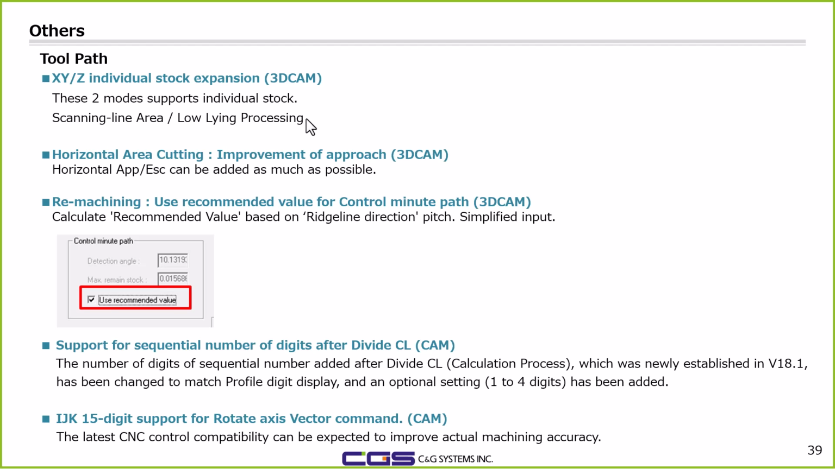You can add 1 to 4 digits for the skip sequential number, and IJs and Ks can now have up to 15 decimal places. If that's something you would like, please contact support.